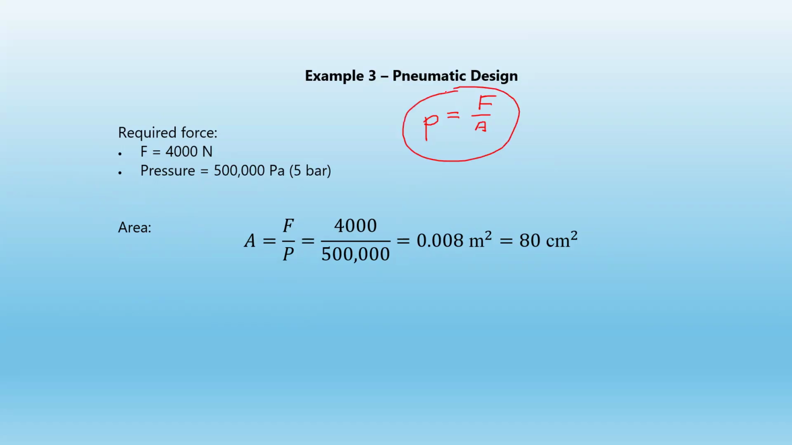And from Pascal's law, we can derive this formula here, because we're trying to find the area. We got force, we got pressure. Wow, this is simple. We got 80 centimeters squared here. So this one is simple. Just notice that you have 500,000 pascals, and in the bracket they say, by the way, it's 5 bar. Because 1 bar is 1 atmosphere, and 1 atmosphere is 100 kilopascals, 100,000 pascals.